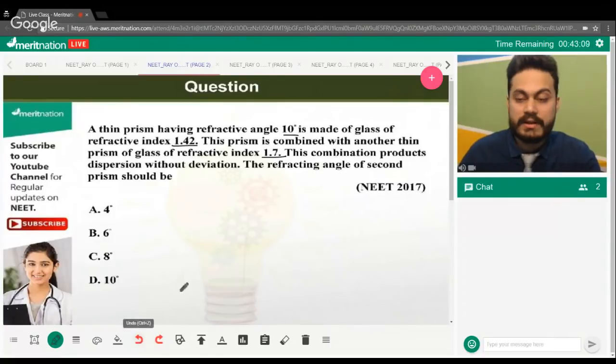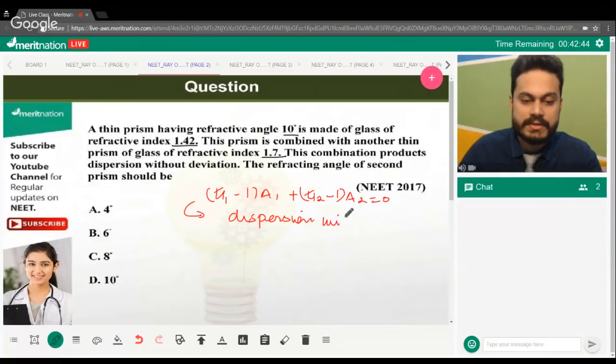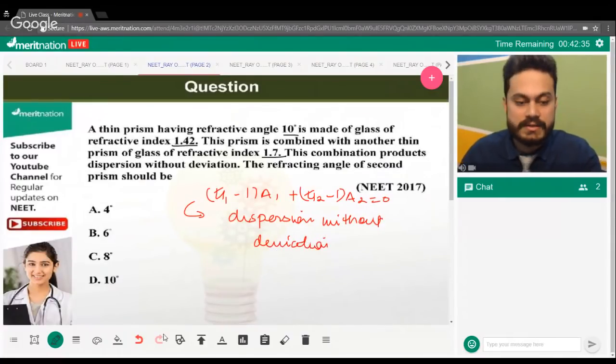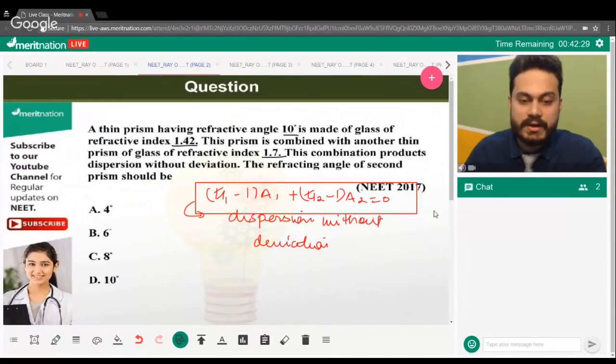So I'll write the formula and will then ask. Anjali, you are back. Saurav is there. Good, Anjali. So (mu1 minus 1) into A1 plus (mu2 minus 1) into A2 should be 0. This is the condition for dispersion without deviation. Okay, Kaplish says B. Let's see. So for dispersion without deviation, the condition is (mu1 minus 1) into A1 plus (mu2 minus 1) into A2.